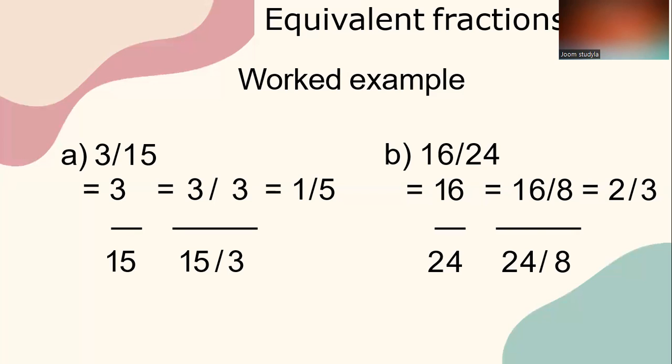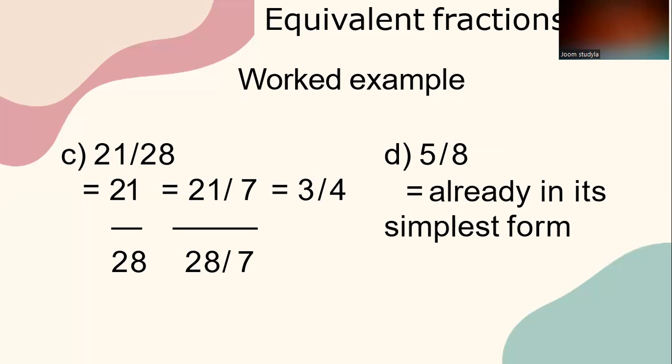Let's look at question B, 16 over 24. It's also the same concept where you have to find the number that can divide both without a decimal point. So in this case, 8 can divide 16 and 24 can also be divided by 8. So 16 divided by 8 is equivalent to 2 and 24 divided by 8 is equivalent to 3. So the answer for question B is 2 over 3.